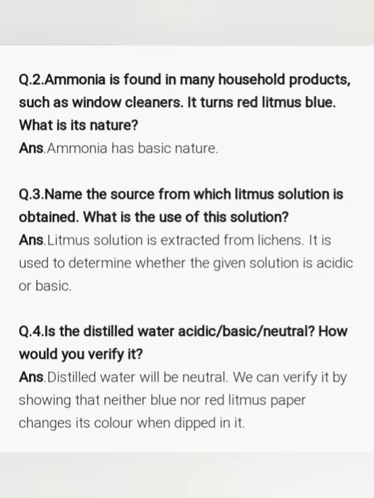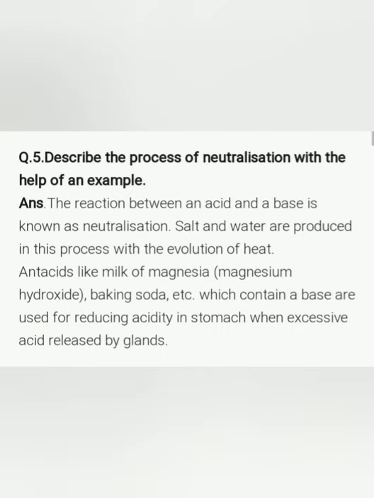That means it indicates that this substance is neutral, because it does not show any kind of change. So the answer is distilled water is neutral. Understood? The next, fifth question is: describe the process of neutralization with the help of an example.